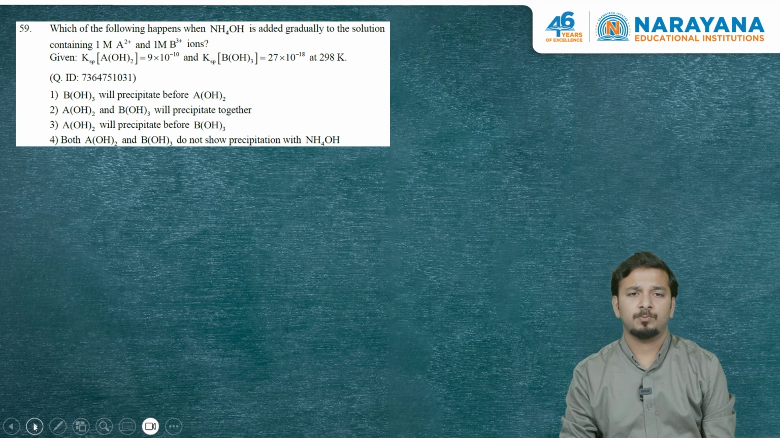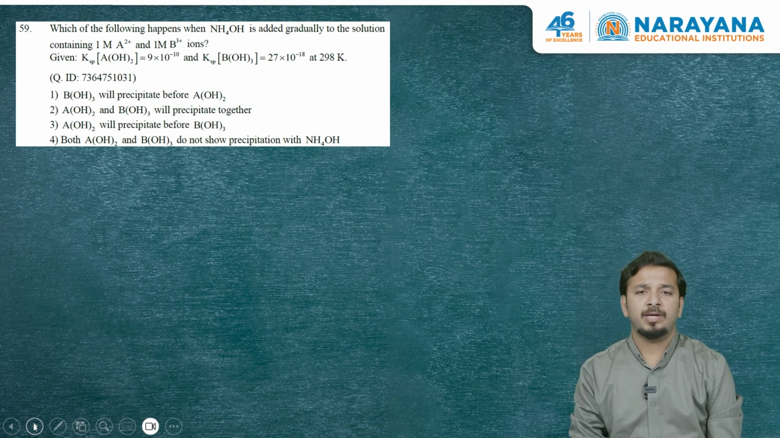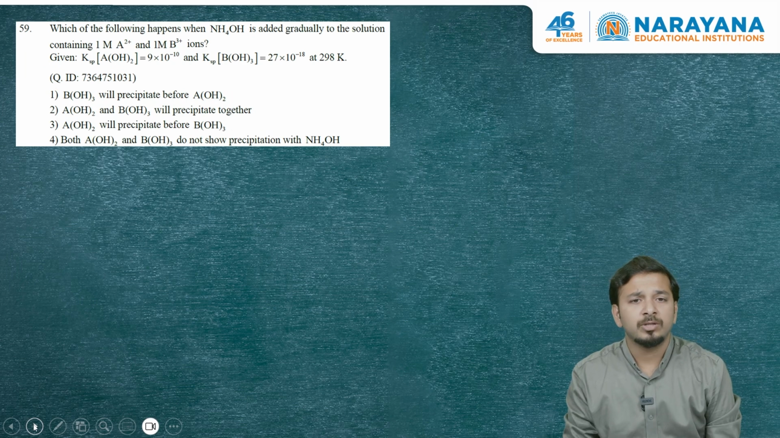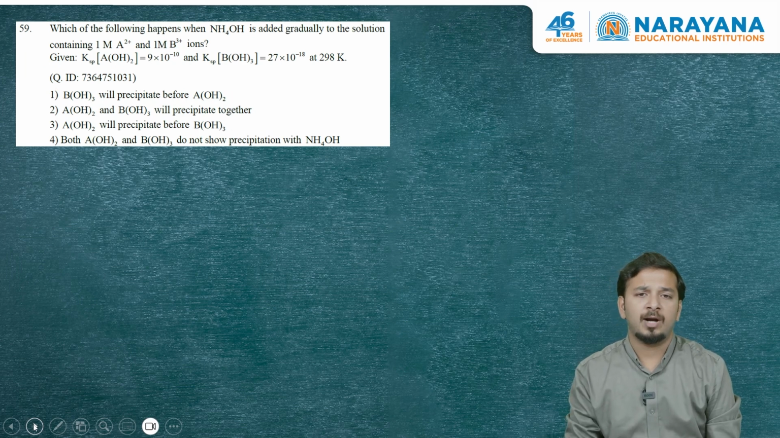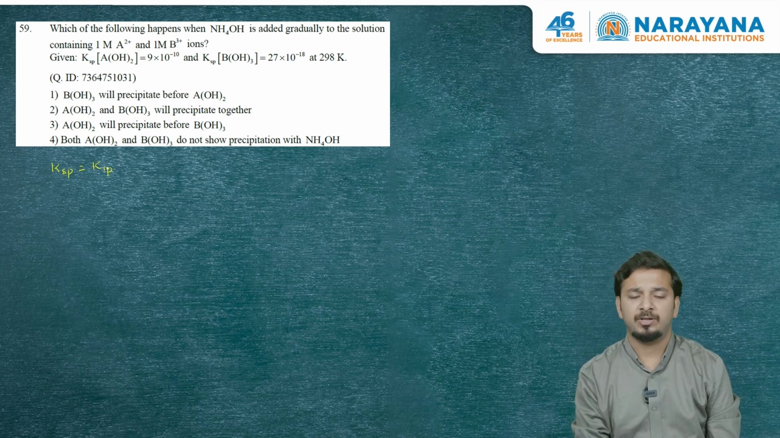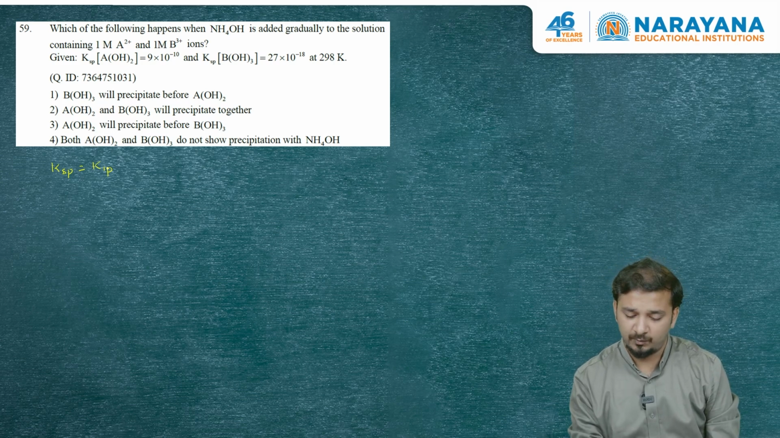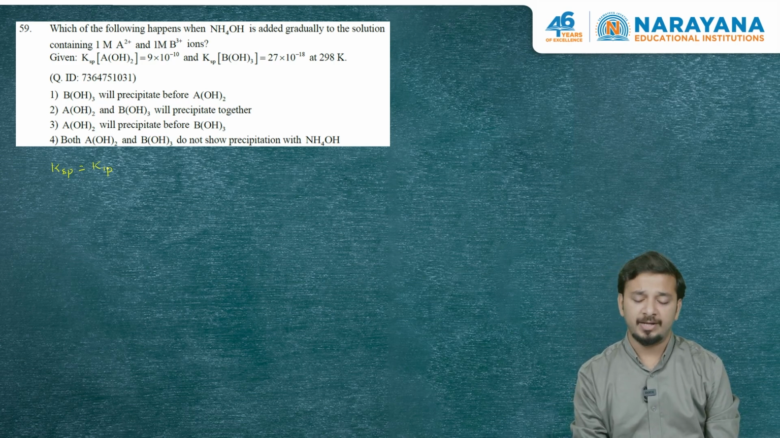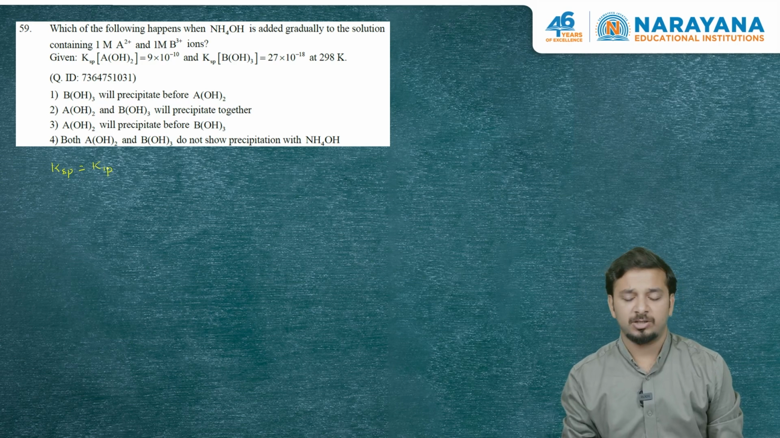Moving to next question. The question is which of the following happens when NH4OH is gradually added to the solution containing 1 M A+2 and 1 M B+3 ions. Ksp is given. So we know if Ksp is equal to Kip, then we have a saturated solution, and if Kip exceeds the value of Ksp, then there will be formation of precipitate. So we can consider this the limiting condition, and after this there will be formation of precipitate.